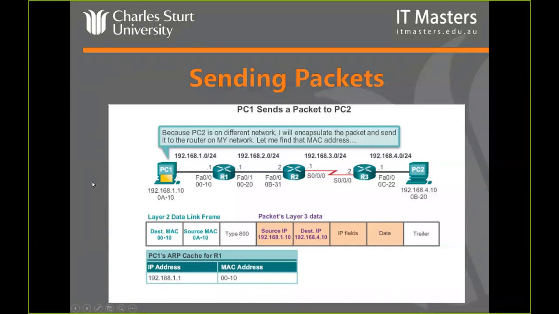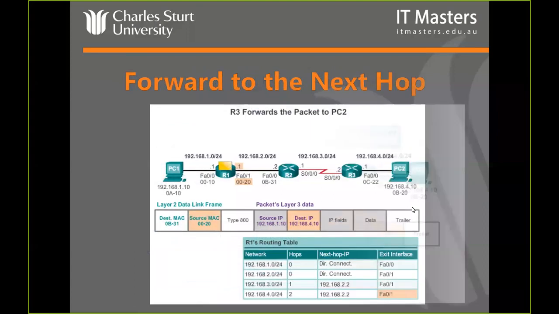Router 1 will look into that packet, look at the destination IP address that it's going to, and then based on its routing table will forward it on to wherever it needs to go, in this case router 2. So if we just quickly step through this example, router 1 looks at the destination IP address, looks in its routing table, sees it's got to send it out FastEthernet 1, sees that it's got to send it to the next hop IP of .2, which is the IP address of router 2, encapsulates it appropriately and sends it on.